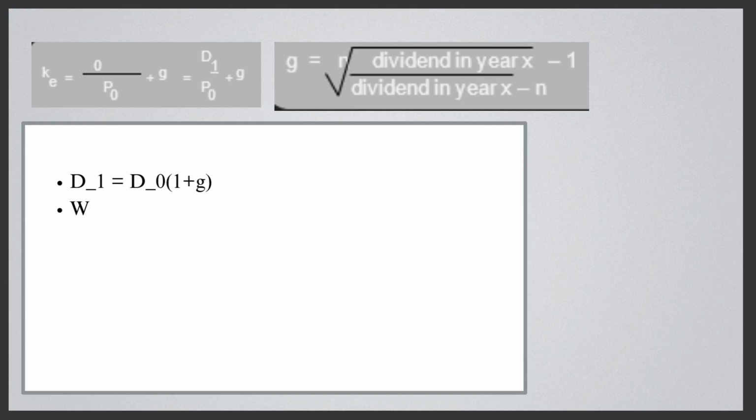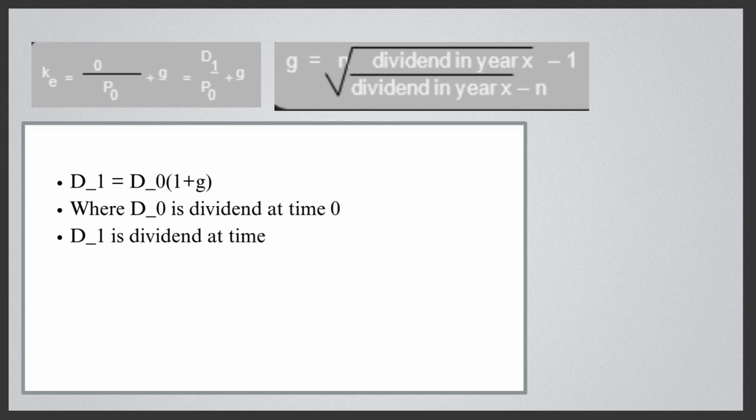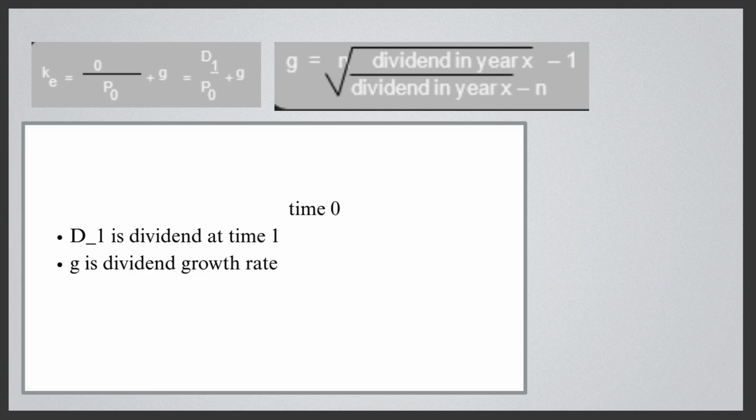D_1 = D_0(1 + g), where D_0 is dividend at time 0, D_1 is dividend at time 1, and g is dividend growth rate.